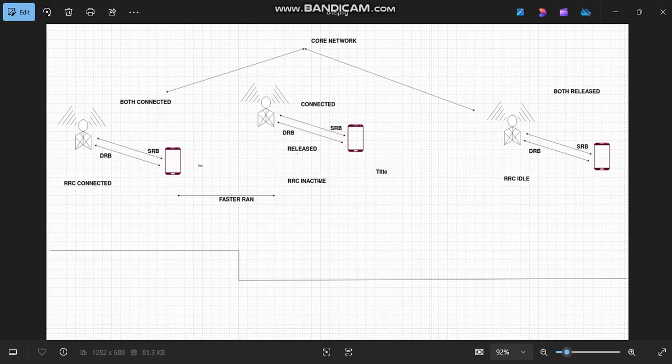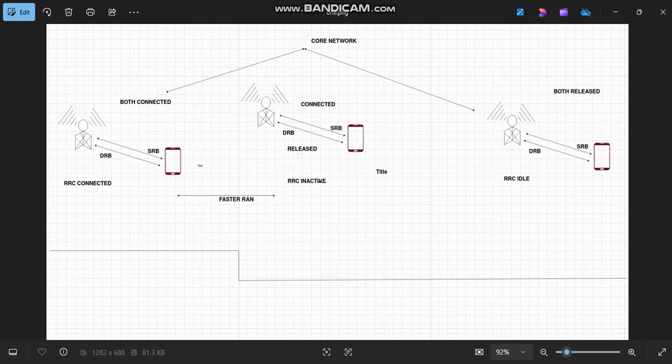Here in RRC connected, this image depicts the base station and this is the user equipment, the phone. In the RRC connected state, both the UE and the base station are connected. It means the RACH process is happening, and the data radio bearers and the signaling radio bearers are both connected. Both are active in the RRC connected state. And at the bottom, the graph also tells that the RRC is connected.